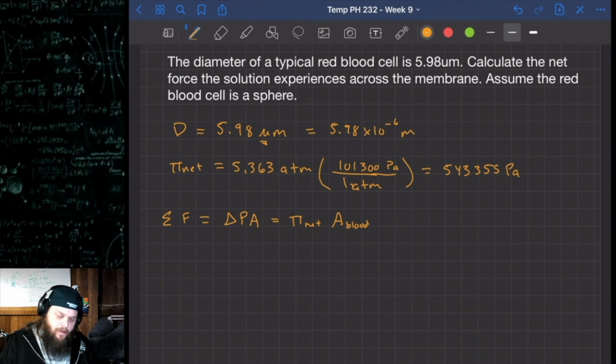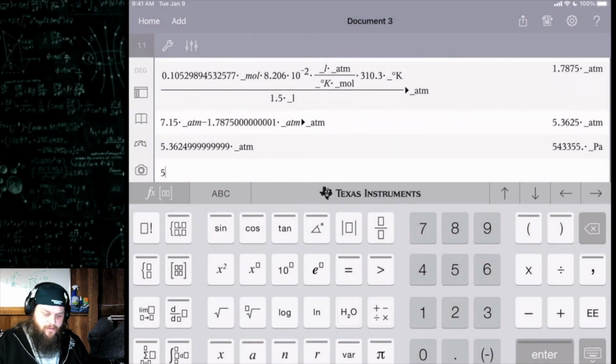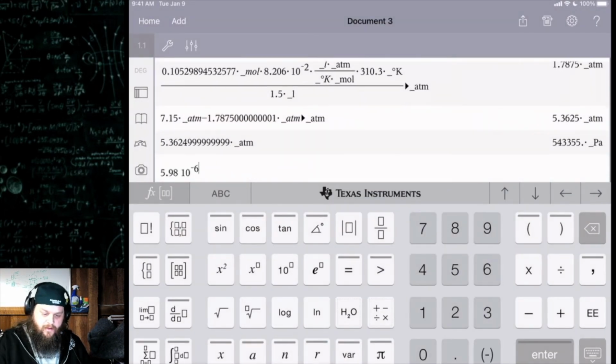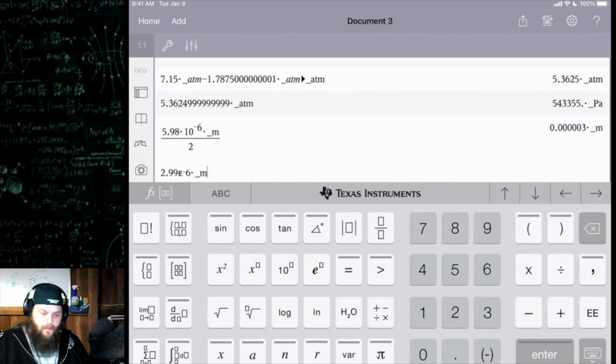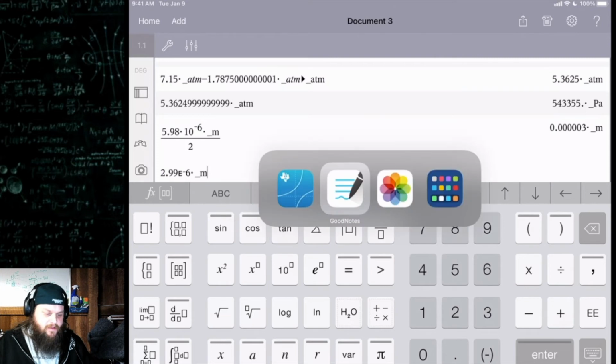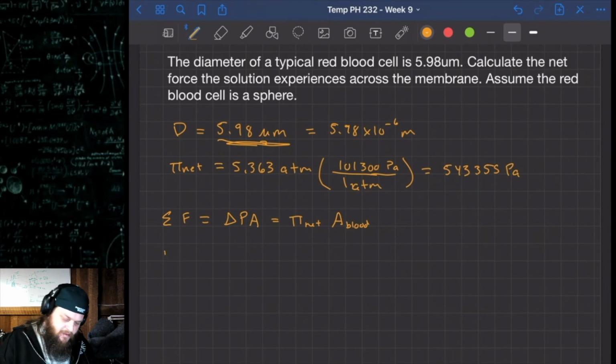Now we know the diameter of that red blood cell is this, so the radius is going to be half of that. So we can just divide that by 2. That's 5.98 times 10 to the negative 6 meters, all divided by 2. And that would be 2.99 times 10 to the negative 6, so about 3. So we can say the radius of the blood cell equals 2.99 times 10 to the negative 6 meters.